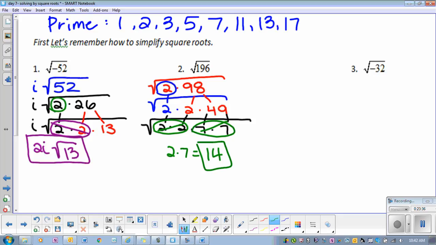All right? Now let's try number 3. Square root of negative 32. What comes out? I. Good. So it's I root 32. 32 breaks down into what times what? 2 times 16. Okay, good. Which one of those can you break down more? 16. All right.